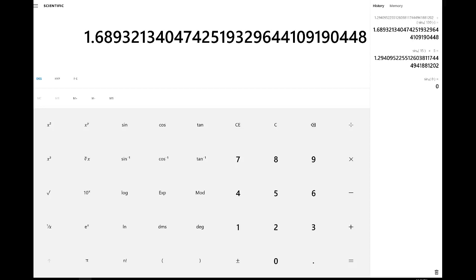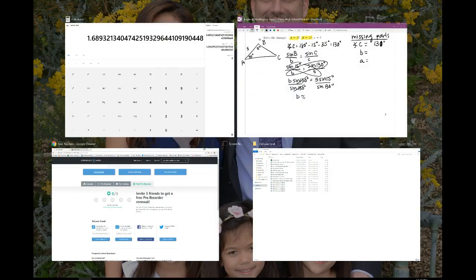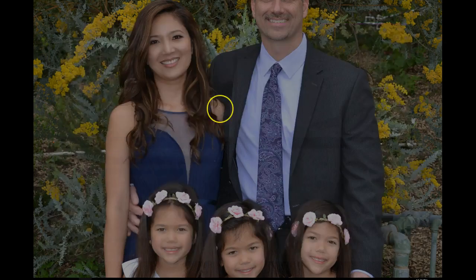1.689. But let me double check it with my graphing calculator to make sure I haven't entered this incorrectly. So 5 times sine of 15 degrees, making sure my mode is in degrees, divided by sine of 130. My calculator said something completely different, so let's check again. Okay, 1.689, so 2 decimal places. This calculator is right.